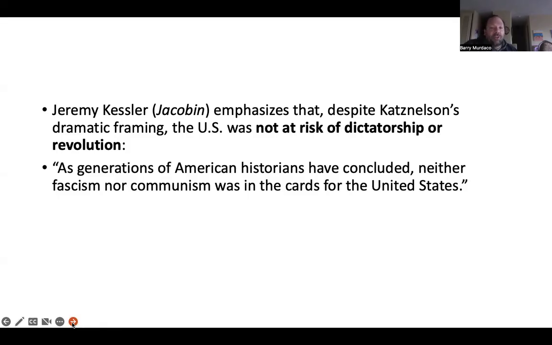In a review of the book, Jeremy Kessler, writing for Jacobin magazine, emphasizes this point as well. "Despite Castelson's framing, the U.S. was not at risk of dictatorship or revolution." Jacobin is supposed to be a socialist magazine also, and he even more emphatically makes the point, no, there's no chance you would ever see a socialist revolution here in the United States. "As generations of Americans, historians have concluded, neither fascism nor communism was in the cards for the United States." Sort of a very casual dismissal of that.